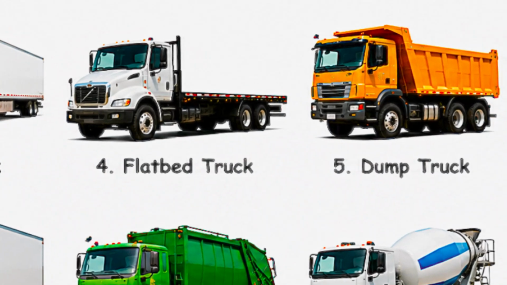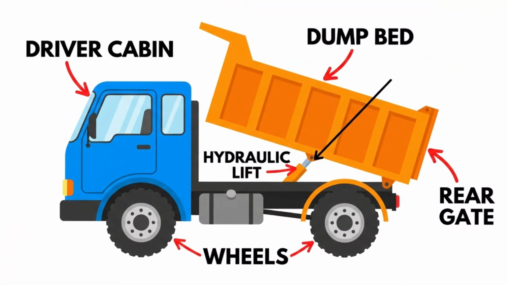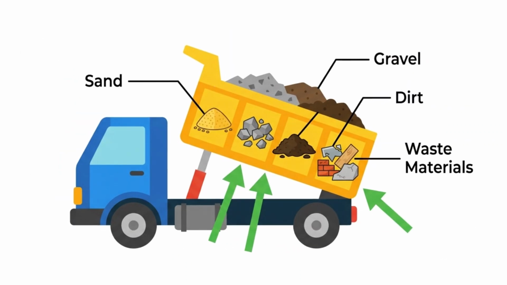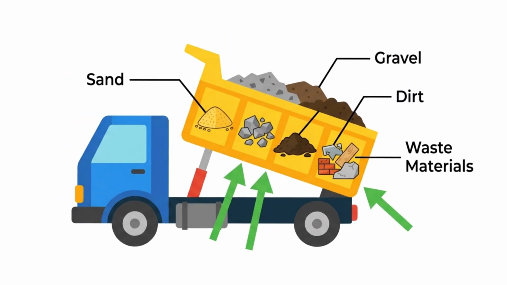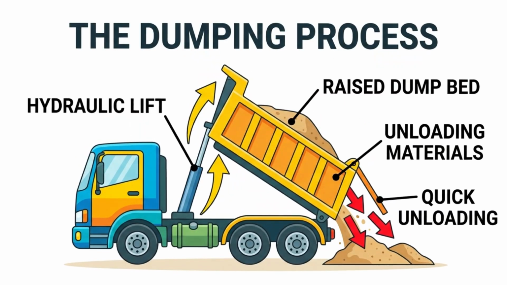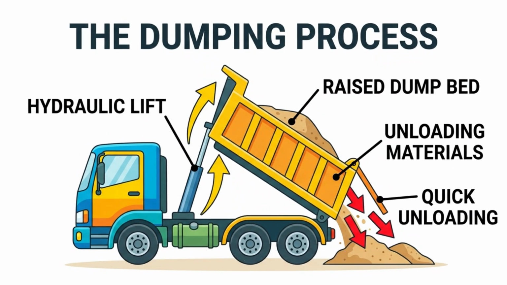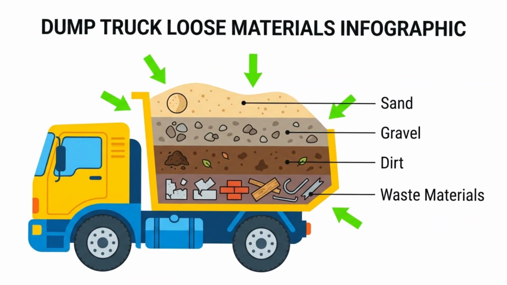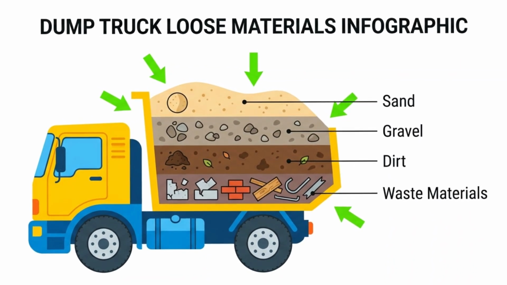Dump truck. A dump truck is built to carry loose materials, such as sand, gravel, dirt, and demolition waste. Its cargo bed can be lifted at one end, causing the load to slide out through the rear. Dump trucks are commonly seen at construction sites, mines, and road projects. Their ability to unload quickly helps keep large projects moving efficiently.